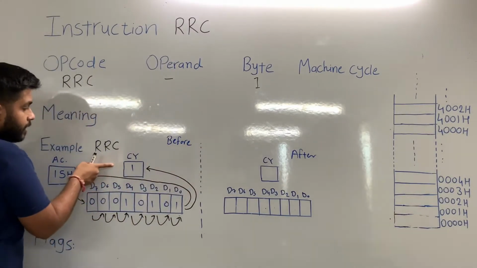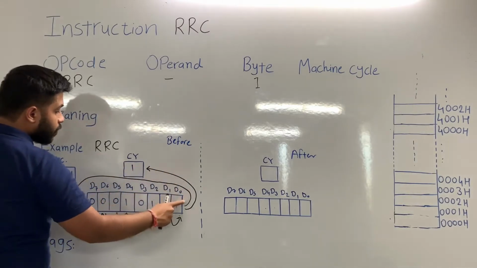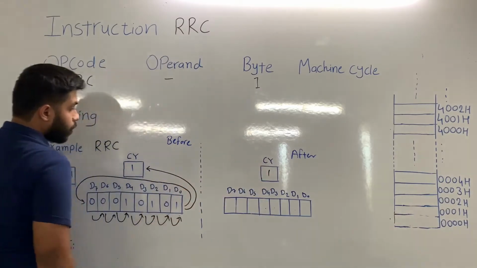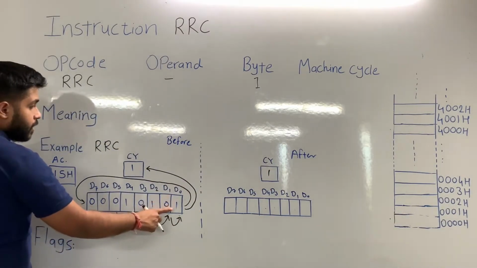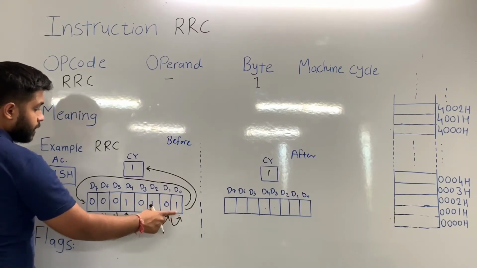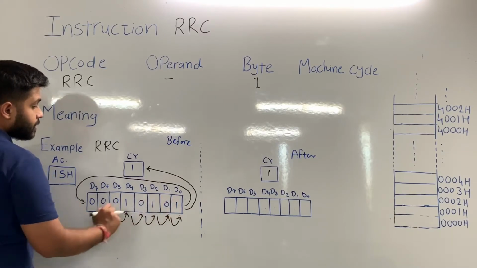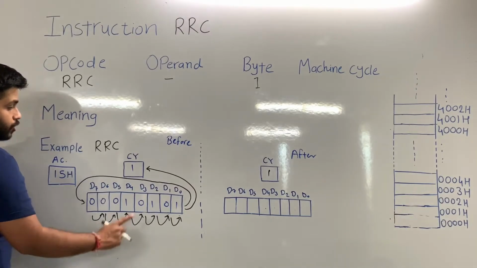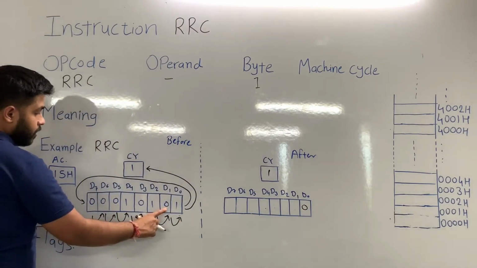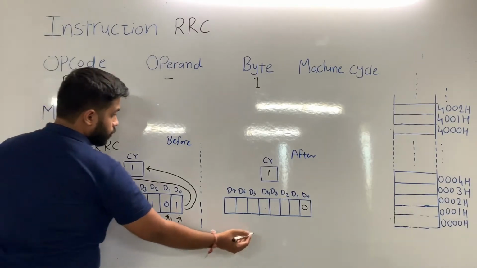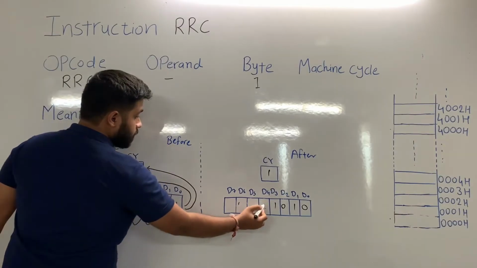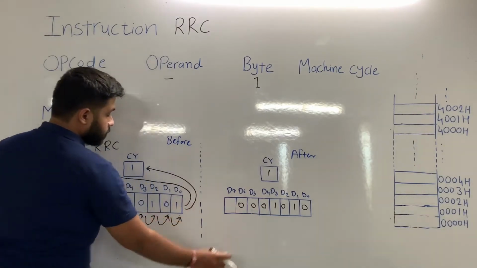You can see that in the carry flag the data is arriving from D0. So the value of the carry will be 1. What will be the value at D0? You can see that at D0 the value is arriving from D1. So in D0 there will be 0. In D1 the value is arriving from D2. So there will be 1. Then 1, 0, 0 and 0.